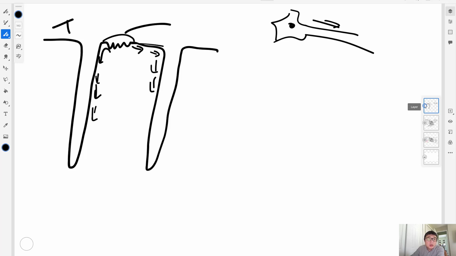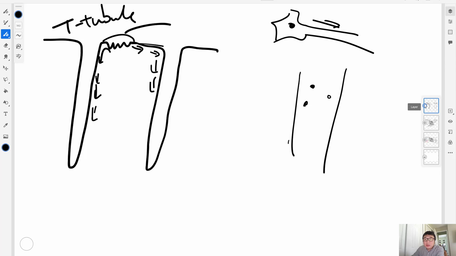This enfolding is called a transverse tubule, or just T-tubule. Because of the transverse tubule, this action potential can be delivered inside. If you have a large muscle fiber, you see the T-tubule is all around the cell membrane. And by the way, the cell membrane of the muscle fiber is called sarcolemma.